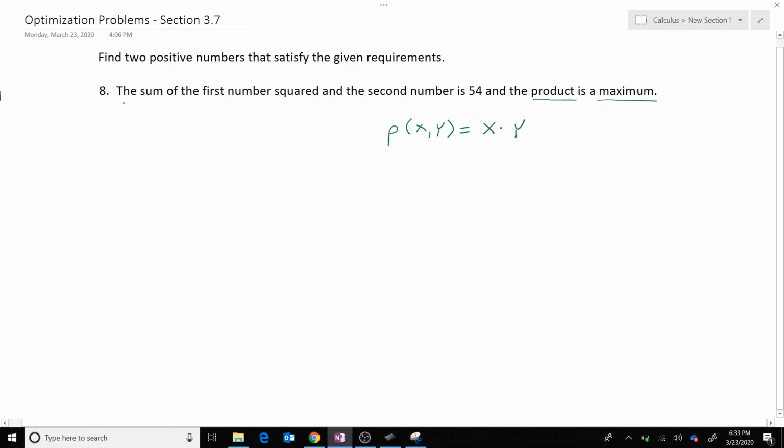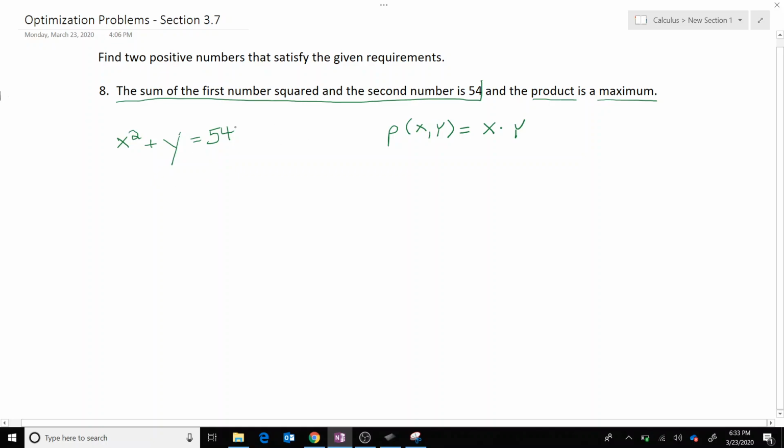And here's where all that other information is going to come in handy. It says the sum of the first number squared and the second is 54. So my first number I called x. I'm having a little problem here. Come on, squared. The sum of the first number squared and the second number is equal to 54. So x squared plus y is equal to 54.